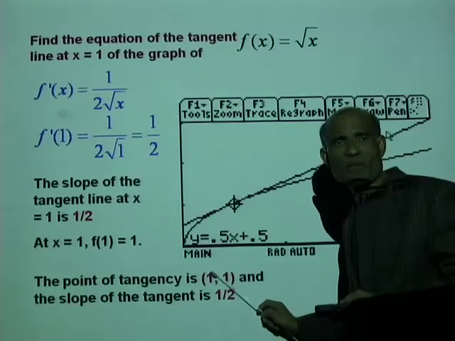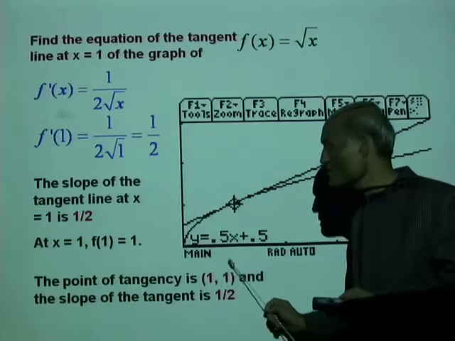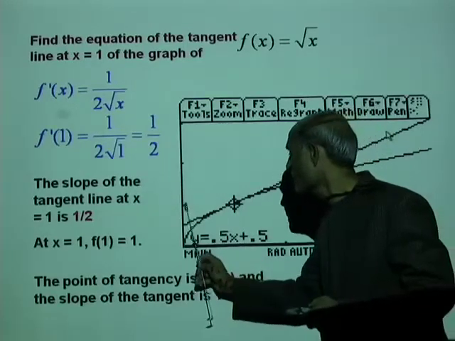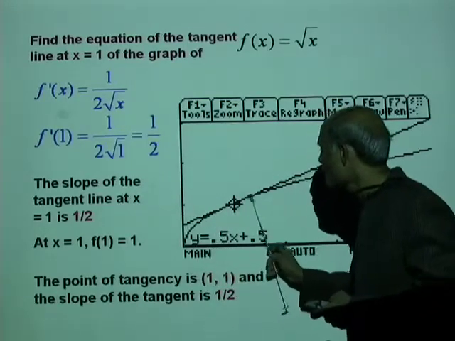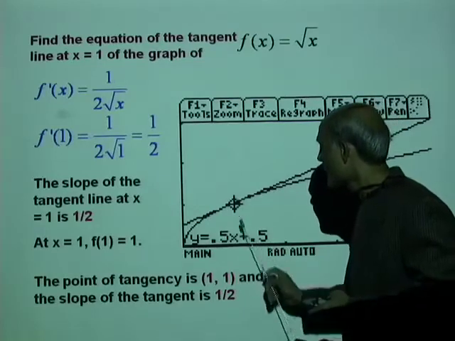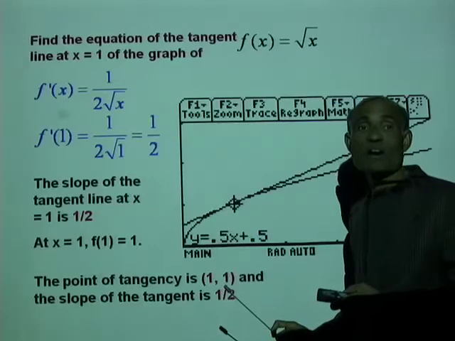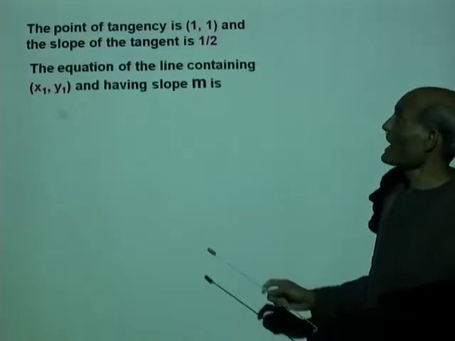Did you understand the meaning of that? The point of tangency is 1, 1. This point corresponds to x equal to 1, y equal to 1, and that is where we have drawn the tangent line. And the slope of that tangent line is 1/2. Can you now write the equation of the line?